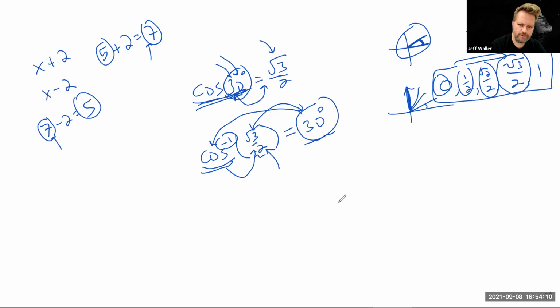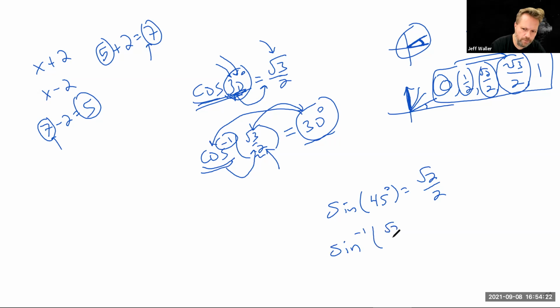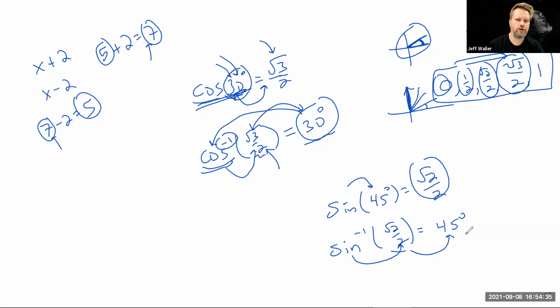So what does a trig function do to an angle? It turns it into a number, correct? So sine of 45 degrees becomes the number rad 2 over 2. So what does inverse sine do to a number? It turns it back into the angle that would give me this. It undoes what sine did. It brings it back to 45.